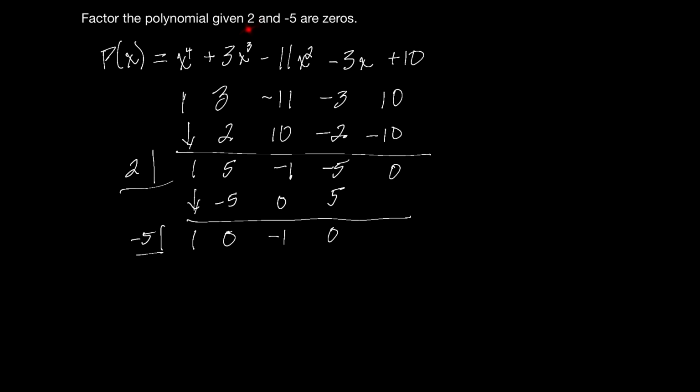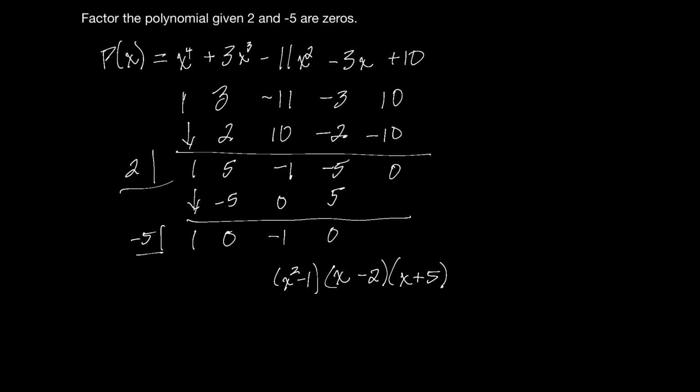So if 2 is a 0, I already know that x minus 2 is a factor. And if negative 5 is a 0, that came from the factor x plus 5. And then remaining over here, we have x squared plus 0x minus 1. So it's just x squared minus 1.